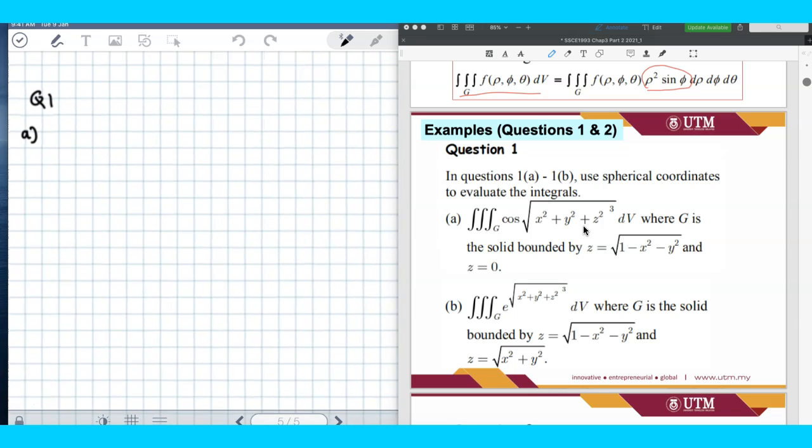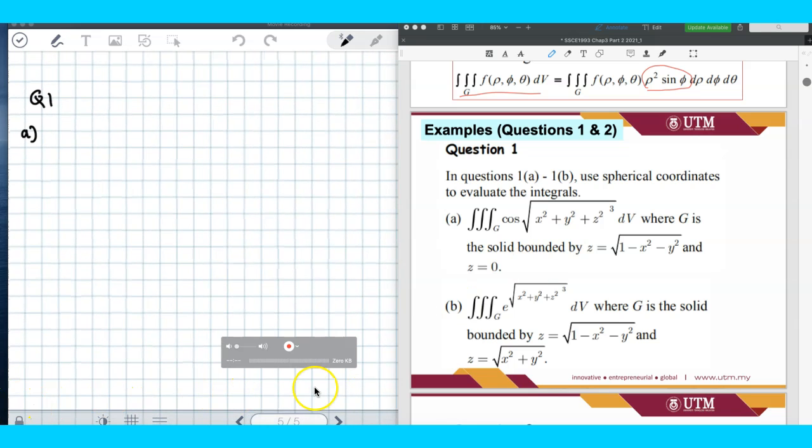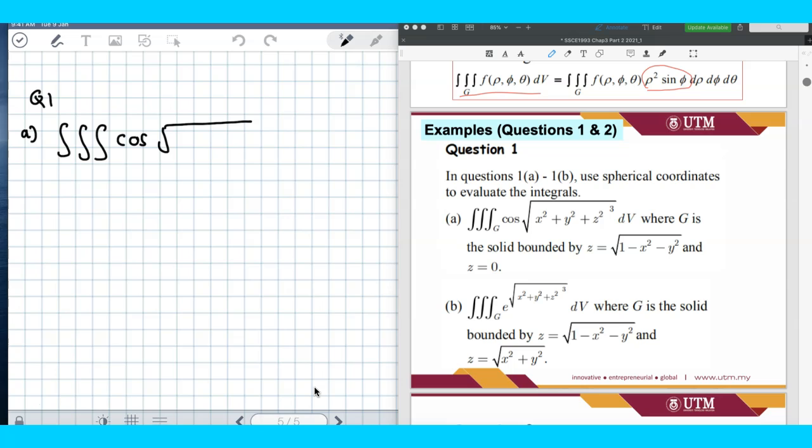Okay, so based on this, we are given the cos of the square root of x squared plus y squared plus z squared dV, and the G is the solid bounded by z equal to square root of 1 minus x squared minus y squared, and z equal to 0.